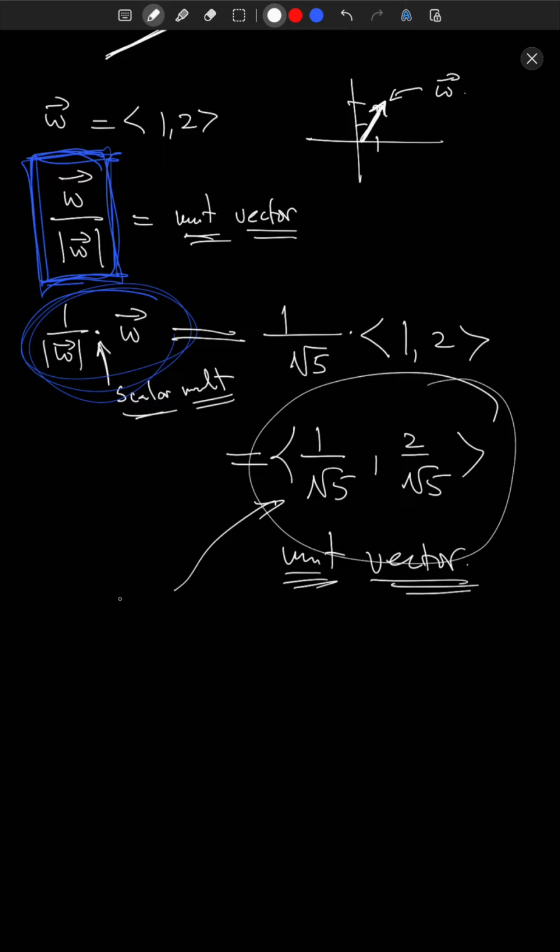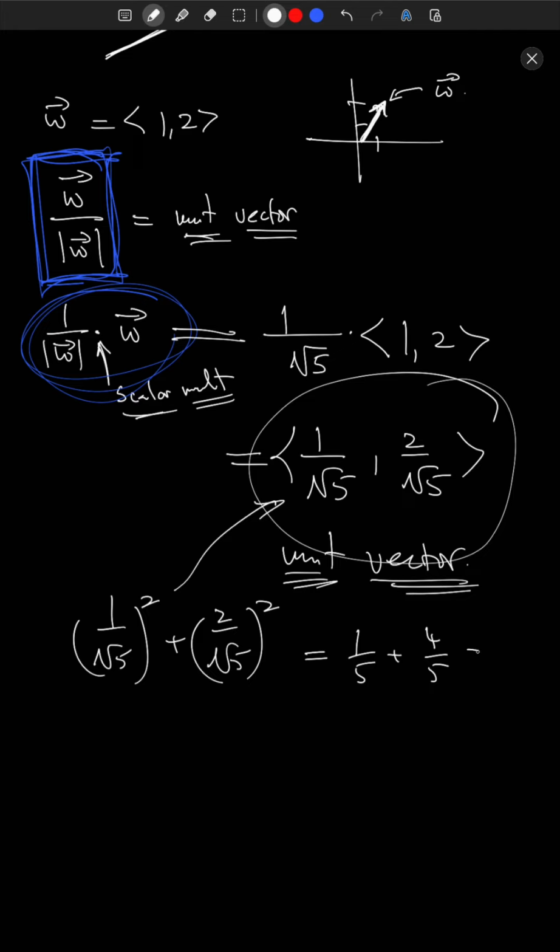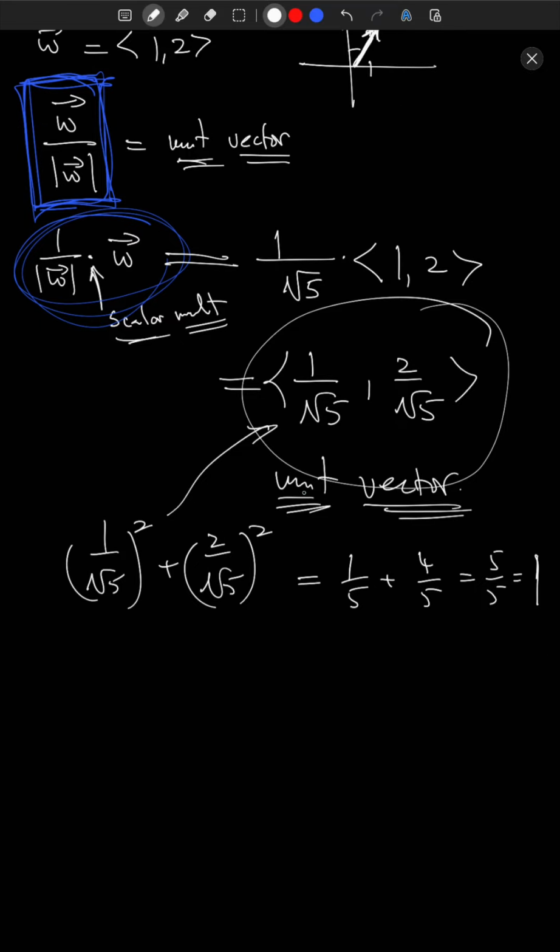Okay, and you can always check. Let's calculate the length of this. This is the square root of 1 over root 5 squared plus 2 over root 5 squared. So we get 1/5 plus 4/5, which is 5/5, which is 1. And so, of course, when I square root both sides, I'm going to get 1.